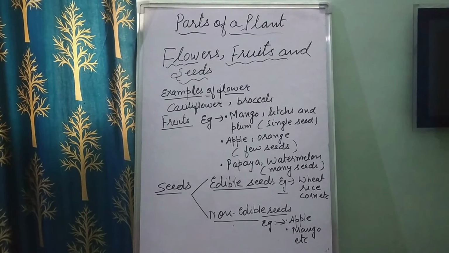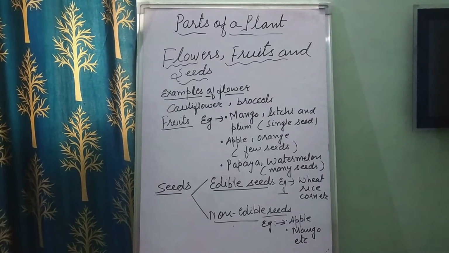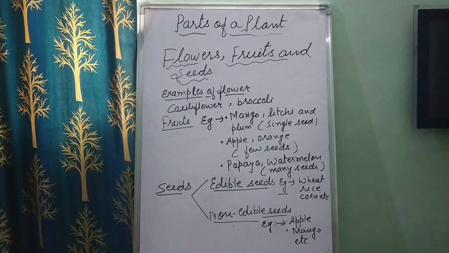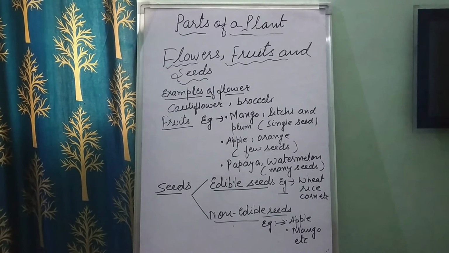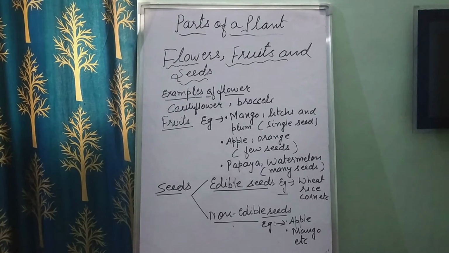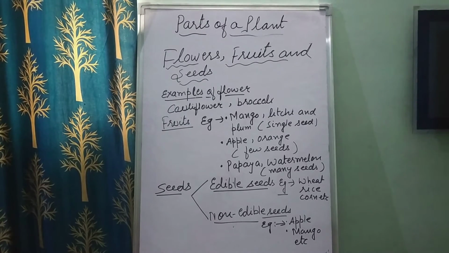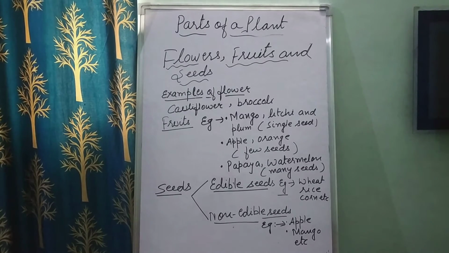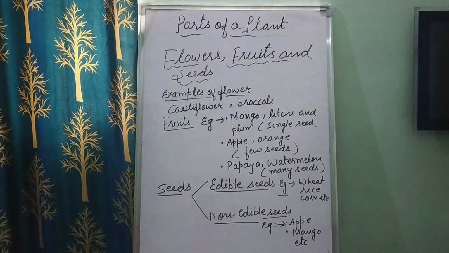Children, when we are talking about a single seed, fruits such as mango, lychee and plum have a single seed inside them. Fruits such as apple, orange and lemon have a few seeds inside them, you all know. And when we're talking about many seeds, fruits like pomegranate, papaya and watermelon have lots of seeds. And we eat the fruits of many plants, right?